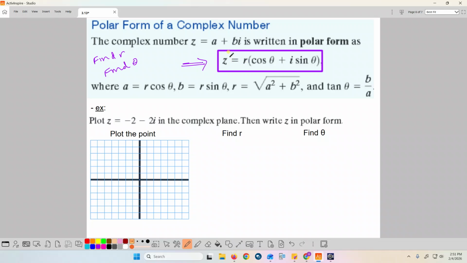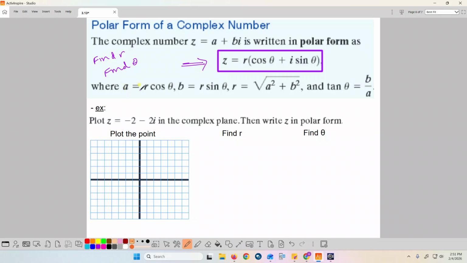Polar form is just to say z equals, that's just the number equals, r, parentheses, cosine of theta plus i sine of theta. In other words, if you find r, you can just plug that in right there to that equation. And if you find theta, you can just plug that into that equation, and that's it, because you're going to leave it with the i. It's a complex number after all, okay?